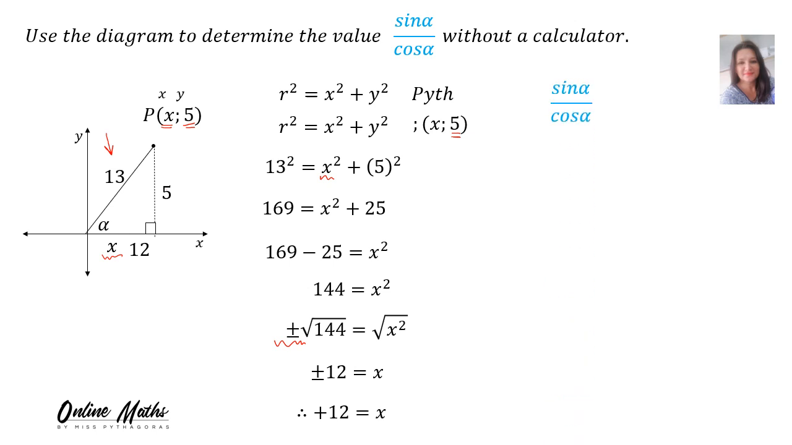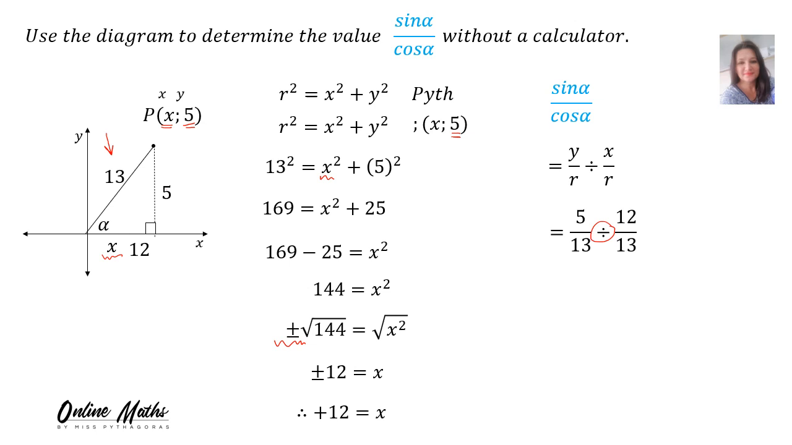So the question was, find the value of sin alpha over cos alpha. Sin's ratio is y over r, divided by cos's ratio, which is x over r. Now we substitute. In y's place, 5 over r is 13, divided by x is 12, we calculated that one, over 13.